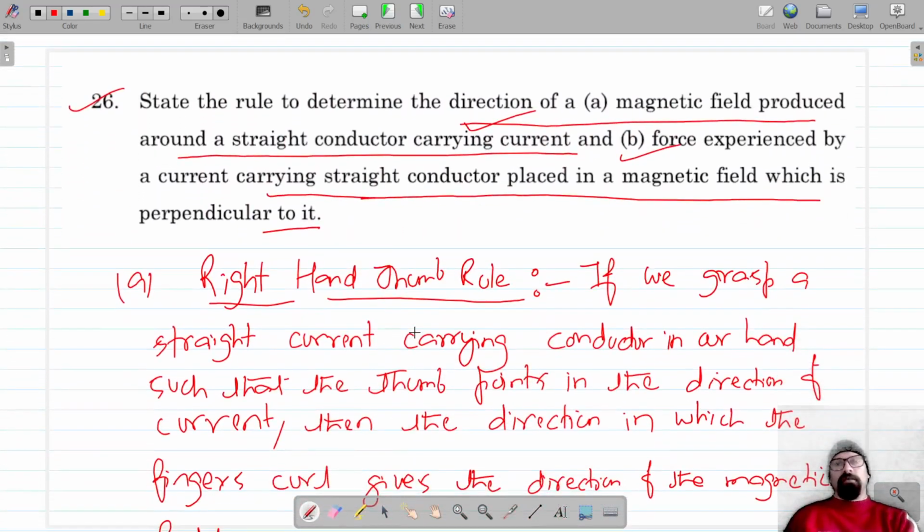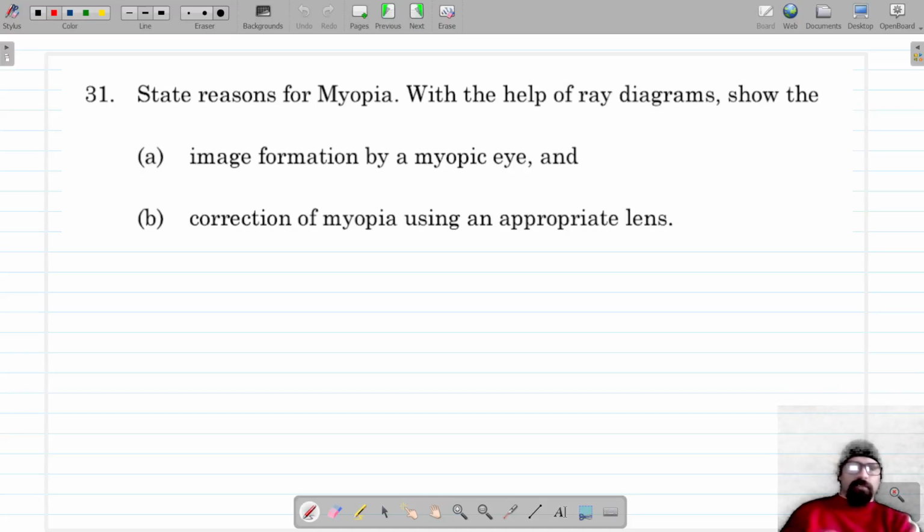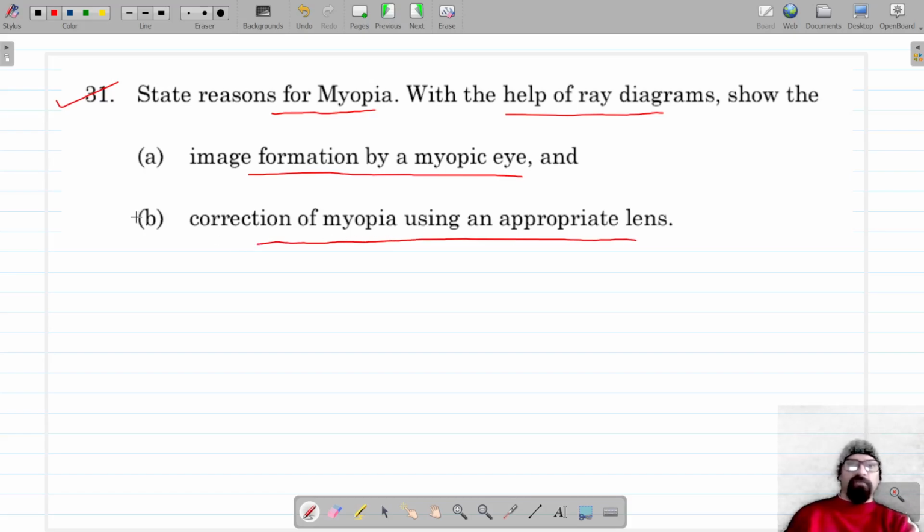Okay, moving on to the next question. The next question is question number 31, and it says: state the reasons for myopia, and with the help of ray diagrams show the image formation by a myopic eye and then the correction of myopia using an appropriate lens. So first of all, what is myopia?